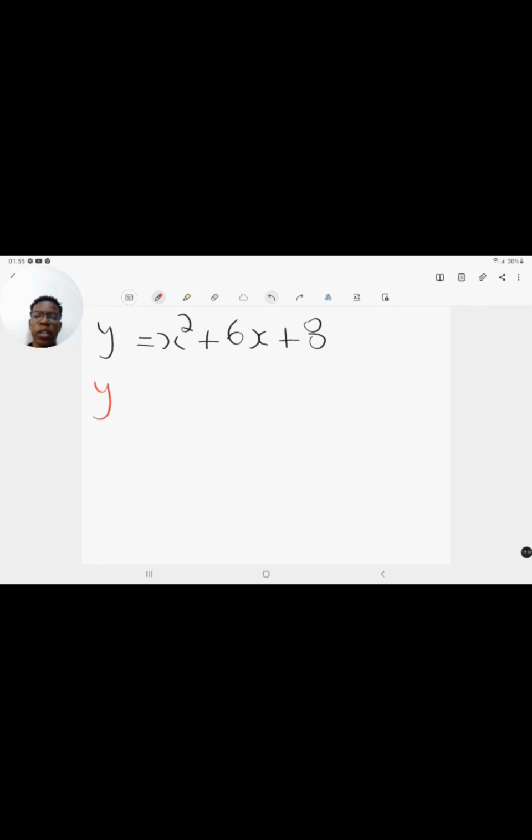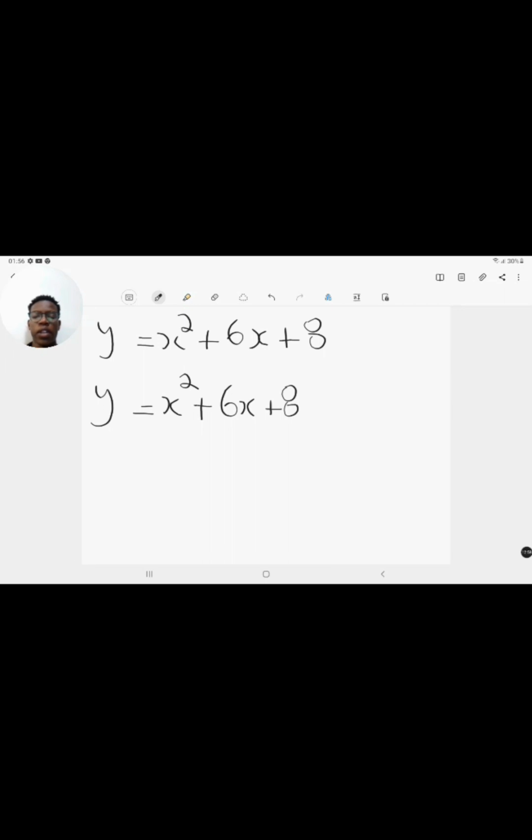Actually, let me use my colors here intentionally so that I can do something. You've got y is equal to x squared. Now what you're going to do when you're converting this to the standard form is that you're going to write this, right? You've got 6x, and then you're going to say plus 8, right?